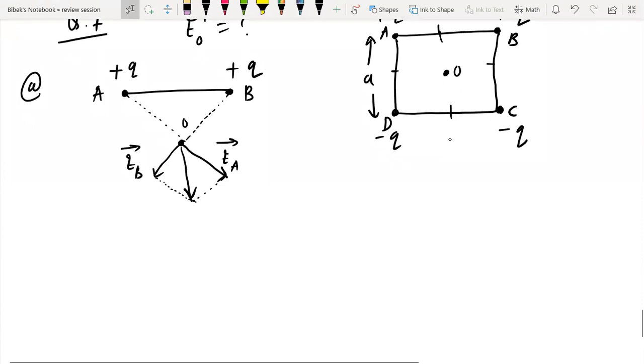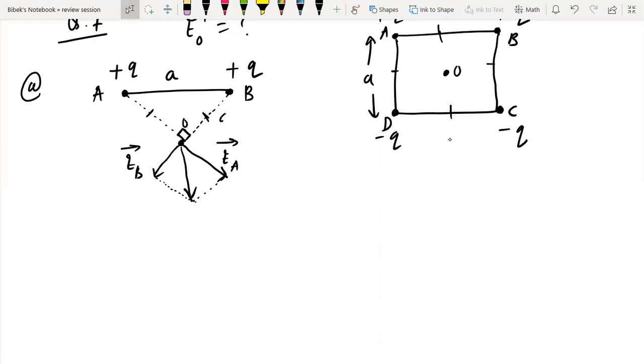Since these two charges are equal and this distance is A, this is going to be 90 degrees because the diagonals of a square intersect at 90 degrees. So this is a right triangle, right? Whenever you have a right triangle, both of these sides are going to be equal because it's a square.